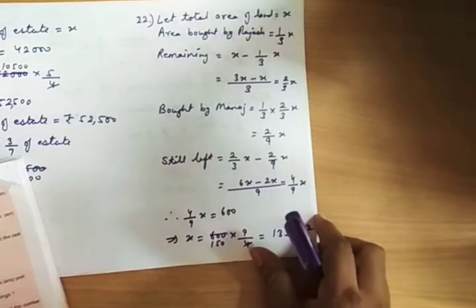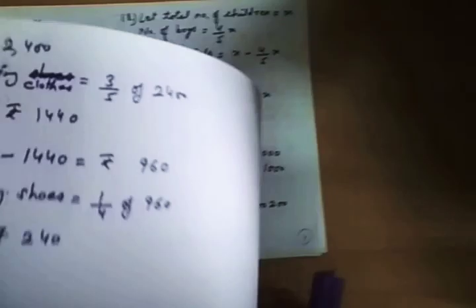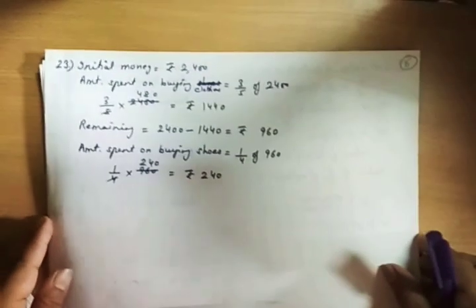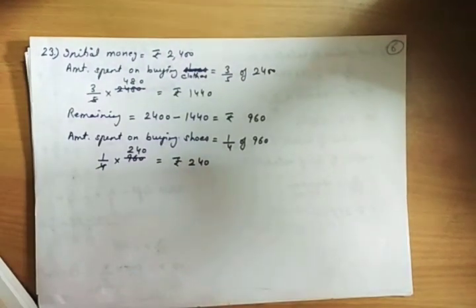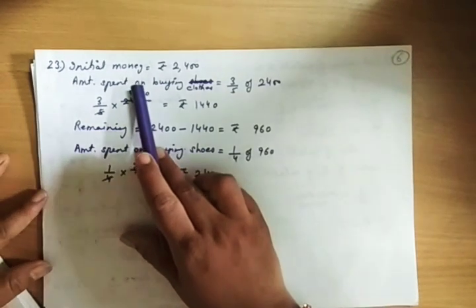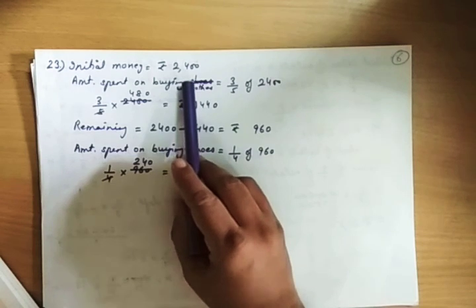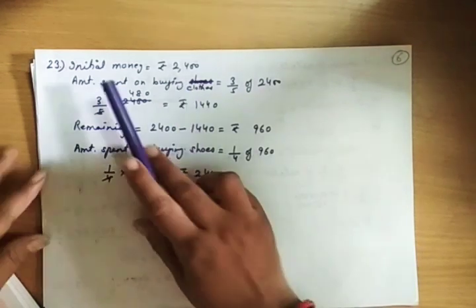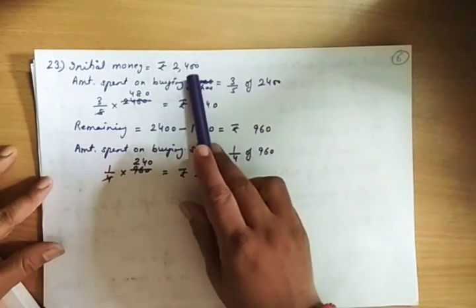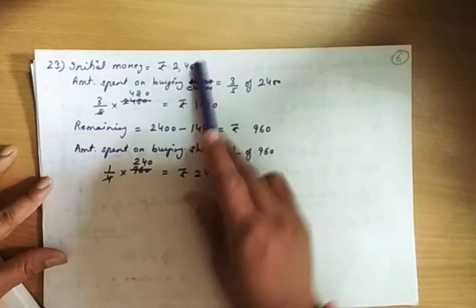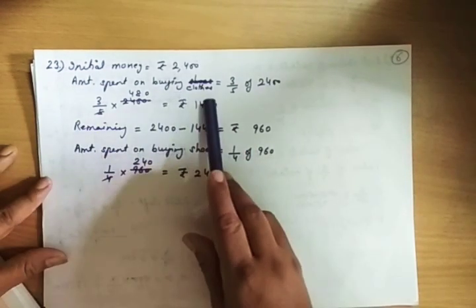One last question I want to take from this exercise is question number 23. It says a boy spent 3/5 of his money on buying clothes and 1/4 of the remaining on buying shoes. So initial money, let the boy have in the starting, it is given in the question. Read the second line also of the question. If initially he has rupees 2400, so let the initial money that he was having be rupees 2400, which is given in the question.